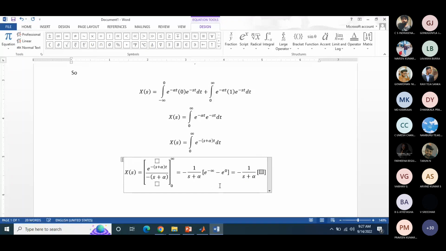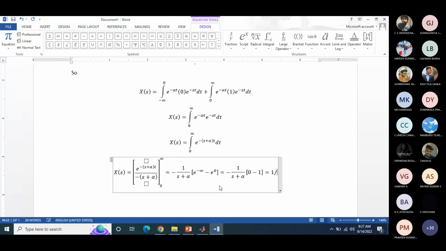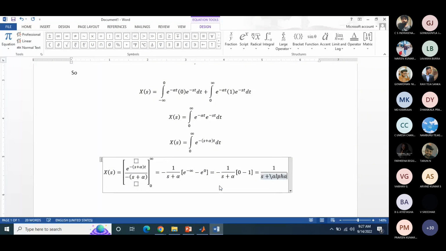What is e power minus infinity? 0 minus 1. So what is the answer? Final answer: 1 by s plus alpha. That is what I have written there. Is it clear?